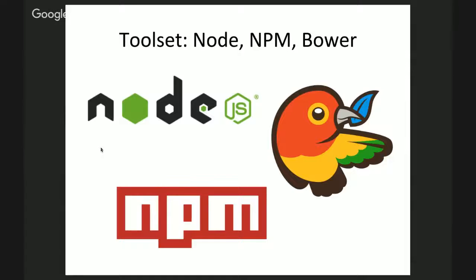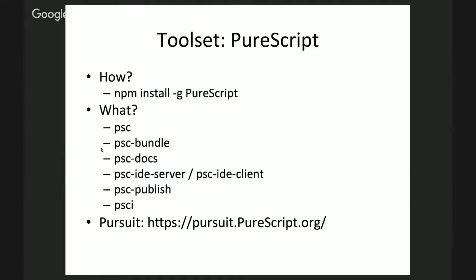And what do you use to build PureScript applications? Well, the standard toolset for any JavaScript application: Node.js, npm, and Bower to handle the dependencies. On top of that, you need the PureScript compiler, and you can install it using npm with that line. When you install PureScript, you get a plentiful set of tools. You get the compiler, and psc-bundle, which discards all the dependencies that you don't really need and creates a single JavaScript file that you can upload to npm.